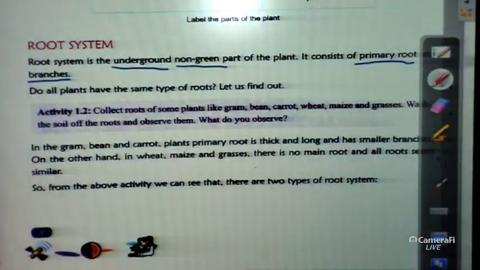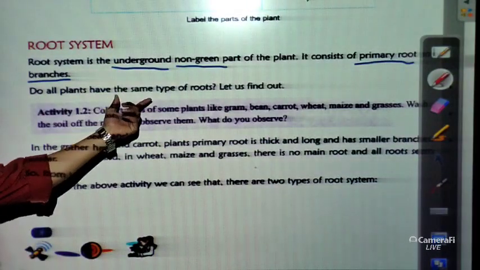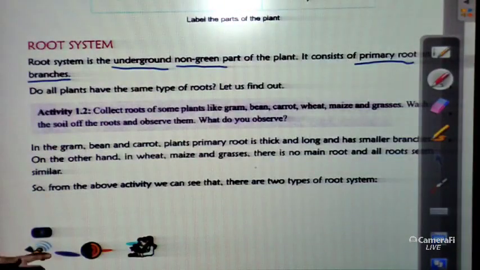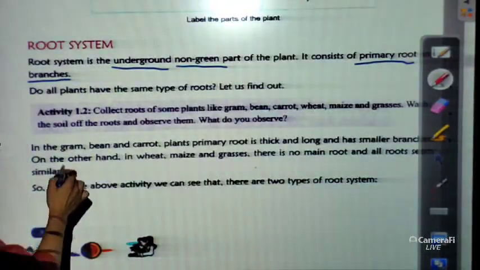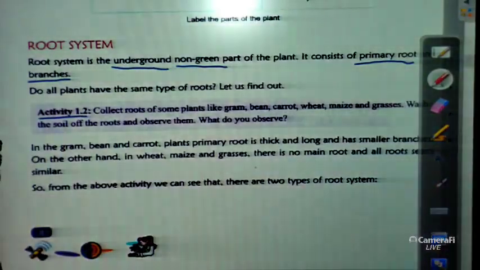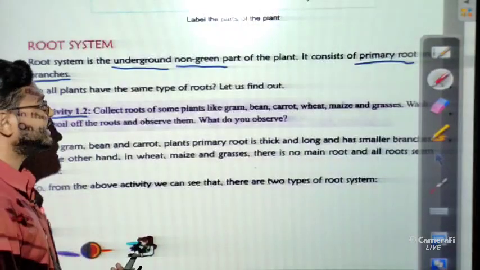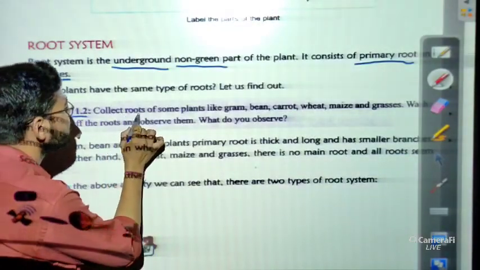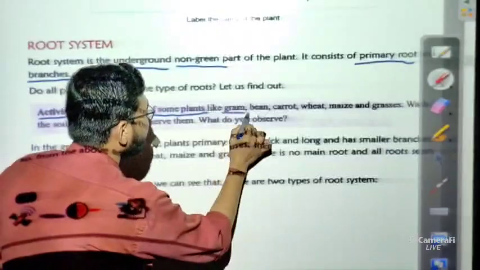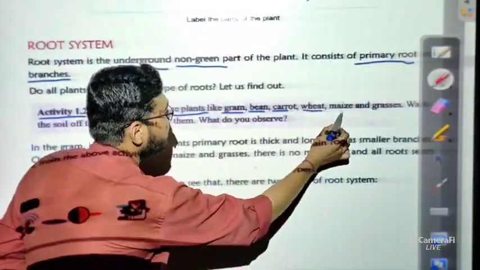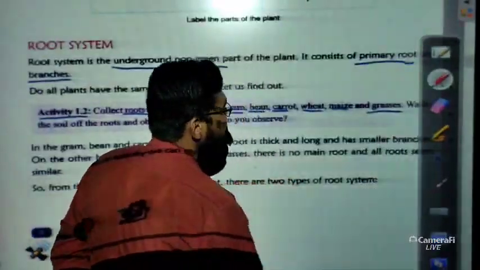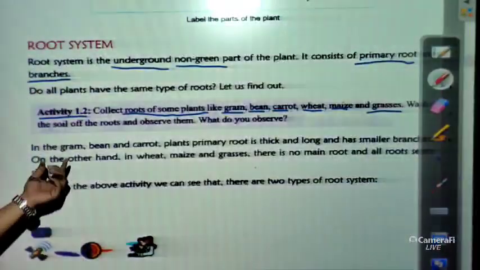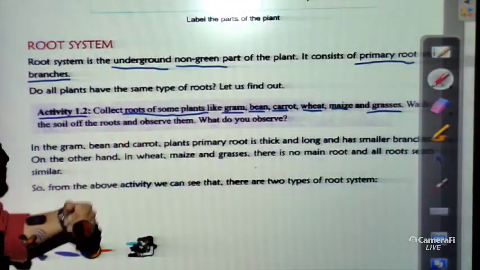Now the question is: do all plants have the same type of roots? So let us find out. There is an activity which we call activity 1.2. In this activity, you have to collect some roots of plants like gram, bean, carrot, wheat, maize, grasses, and observe them.